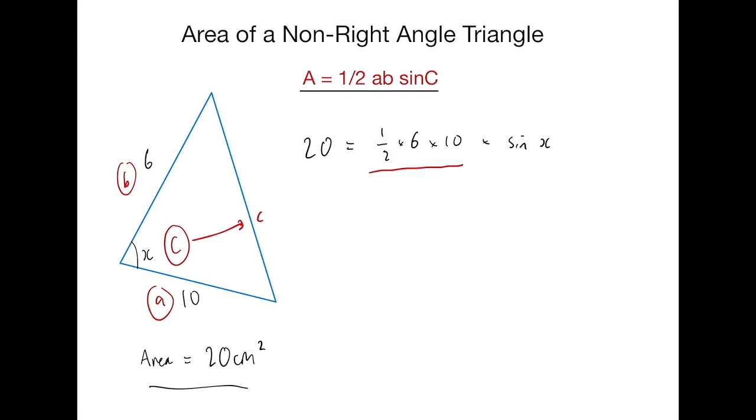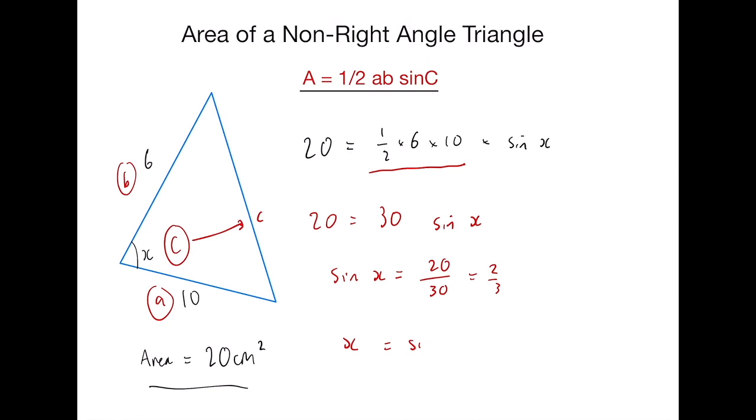So I'm just going to simplify all this bit here. So we have 20 equals 6 times 10 is 60, and then half that will be 30, so it's going to be 30 sin x. Then if we divide by 30, sin x is going to equal 20 over 30, or 2 divided by 3.